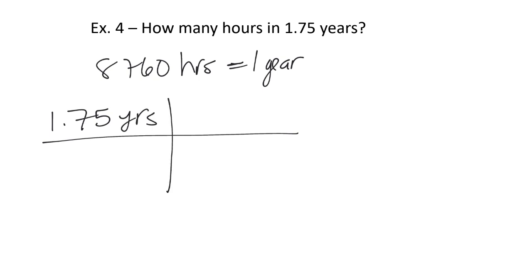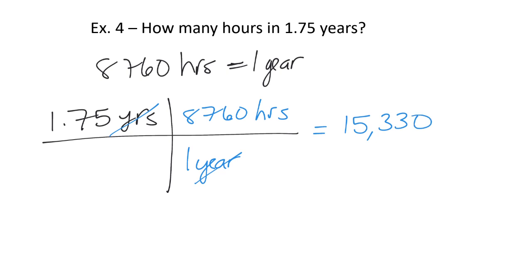Okay, so I'm going to do 1 year at the bottom because I need my years to cancel out. And then I want 8760 hours on top. And then when I multiply that, I get 15,330 hours. Now, I need to have 3 sig figs. Oh, that's not. Hang on a second. Before we do that, I forgot my screen cuts off a little bit. We need 3 sig figs. This is 4. So we have to convert this into scientific notation.